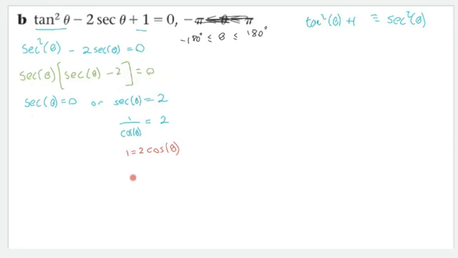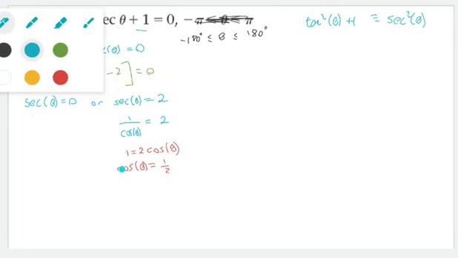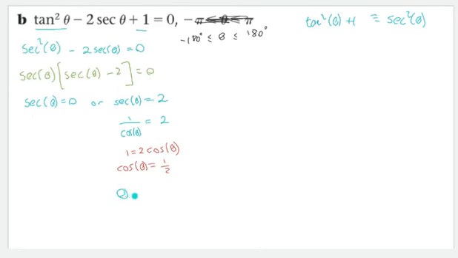And then would you divide by 2? Yep, giving us a half equals cos theta. Or I'm just going to write it the other way around: cos theta is equal to a half. And then from here, we can work out various values of theta. So I'm going to let you both try this one.